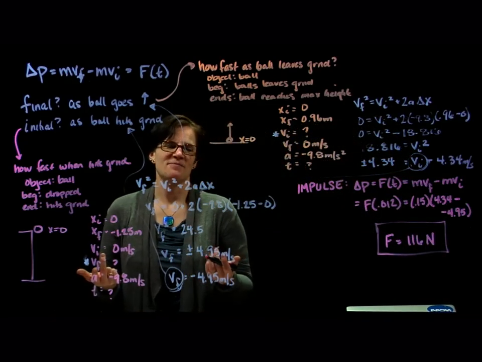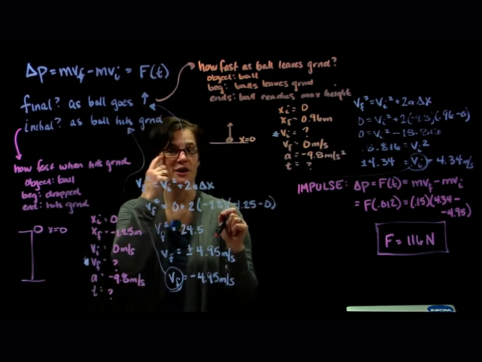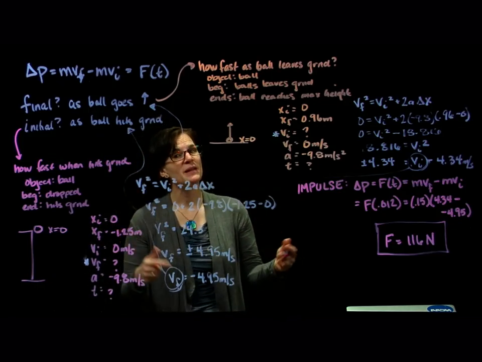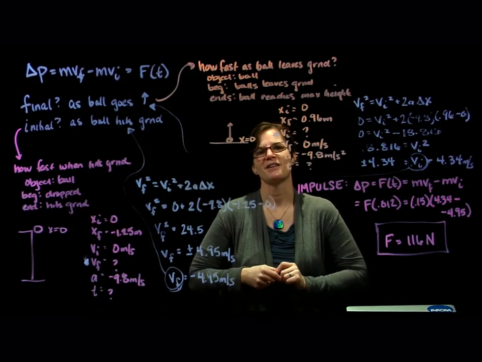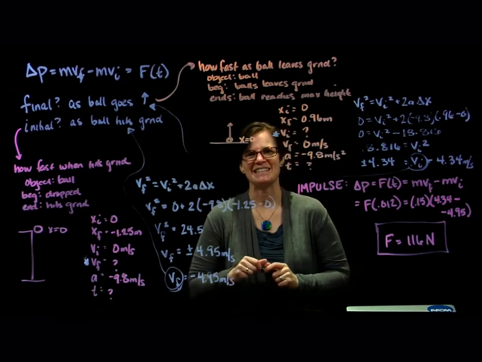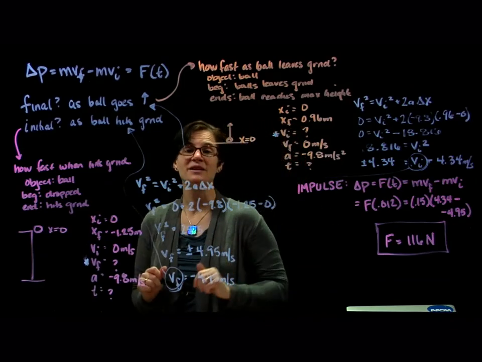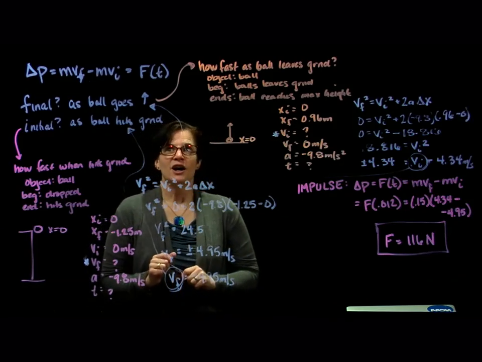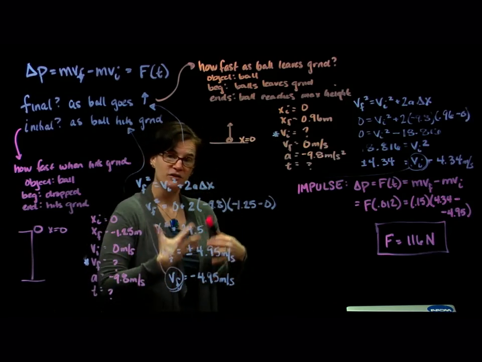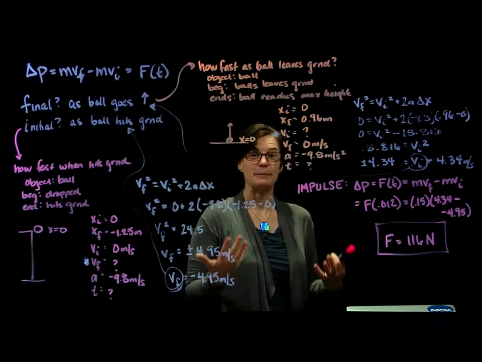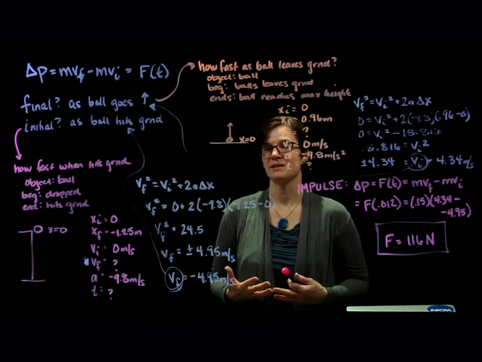Well, that's Newton's third law. So if the floor is exerting a force of 116 newtons on the ball, the ball must be exerting a force of negative 116 newtons on the floor, equal and opposite. All right, so recognizing that this force over time is producing an impulse, that's a change in momentum.